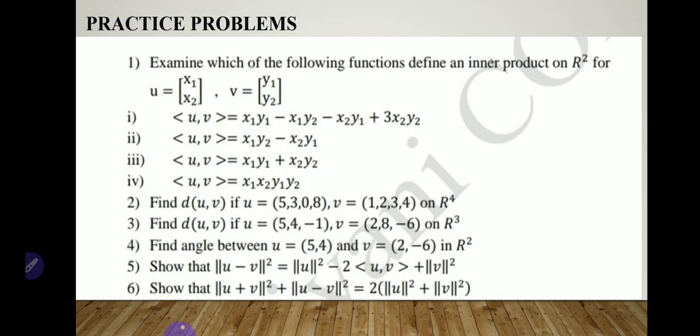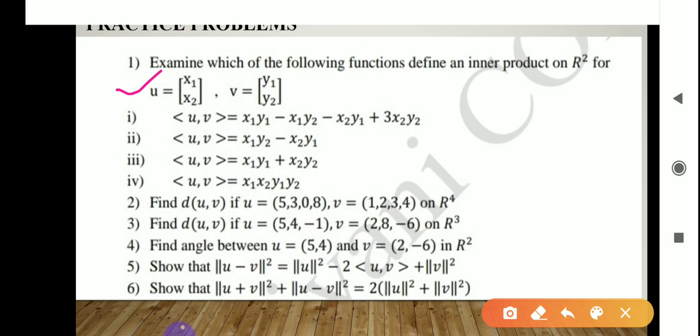Okay, so the same problems are given in the practice session. You try these problems. So the first problem is: examine which of the following functions define an inner product on R2, for u equal to (x1, x2) and v equal to (y1, y2). Now look, here the inner product is defined as the inner product of u and v equal to this. So using this you check the three properties, which one is an inner product or not, then second, third, fourth. Check separately.